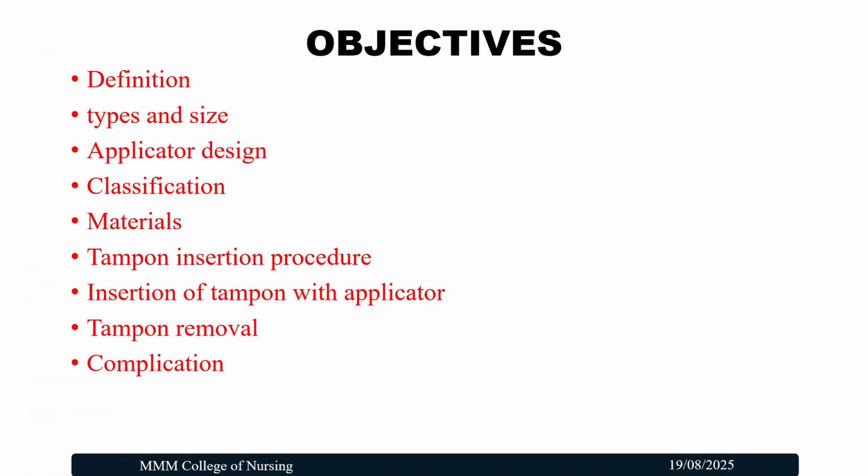Let's see the objectives of the topic. At the end of the class, students will be able to understand the definition of tampons, types in different sizes, applicator designs, some classifications, materials, tampon insertion procedures, insertion of tampons with applicator, and how to remove the tampons, and finally the complications.